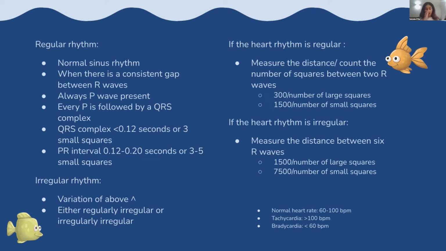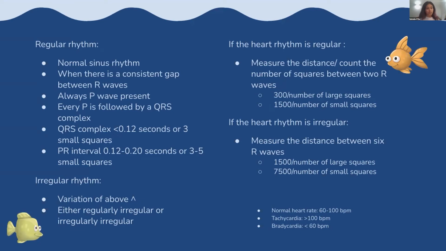When the heart rhythm is regular, this is where we want to see what the rate is, and this is how we're going to calculate it. You're going to measure the distance between two R waves, so you can count the number of squares between the two R waves.